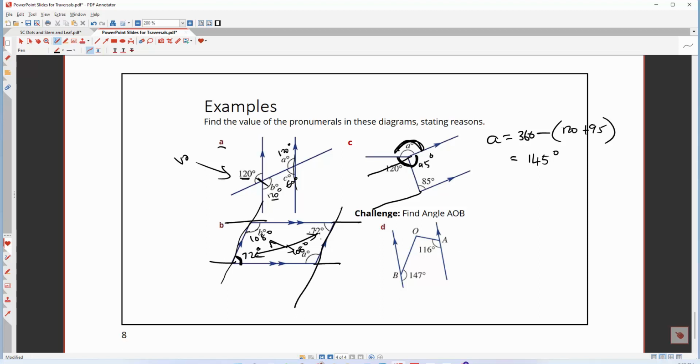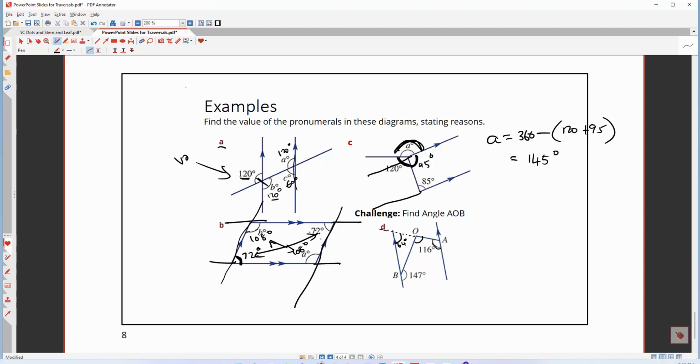So this is a tougher one. Find angle AOB. So we want this angle here, I presume. Could be this outer angle here, I'm not sure, but go the inside angle. So I know that this one here is 116 degrees. So what I'm going to do is just extend this line out here. And if this is 116, then this angle here is co-interior with 116. So this must be 64 degrees.